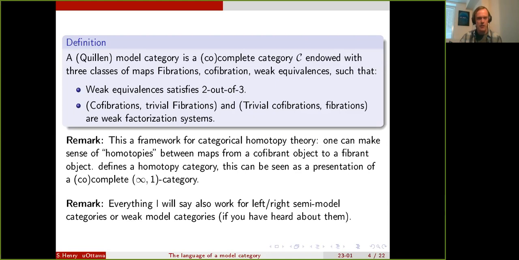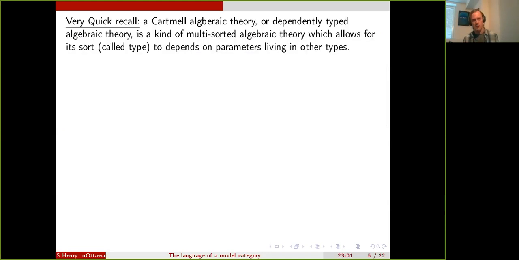So there is another small preliminary that I need to talk about, and it's the notion of Cartmell algebraic theory. I assume most people coming from a type theory background know about them. So it's a type of algebraic theory, but which allows dependent sorts, or we call them types. Meaning it's a multi-sorted algebraic theory where some sorts can depend on parameters that live in other sorts. Again, the completely formal definition of the notion would take a bit too much time.